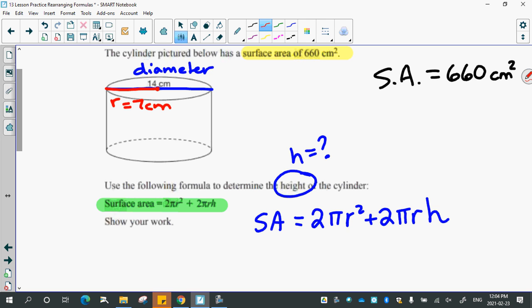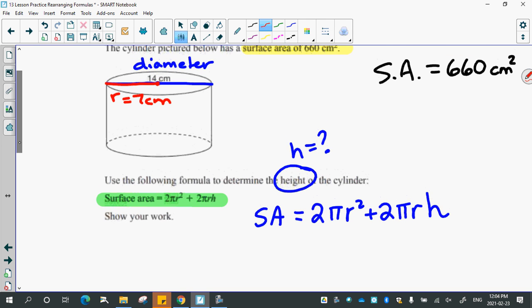Because there's no diameter in the question. Does everyone see that? There's no D, there's an R. Okay? So now we're going to attack this one more like we've done those perimeter questions. Surface area. I just didn't want to write the full thing out. Okay, good. All right, so out of these things, I know surface area is 660. So I can replace SA with 660.